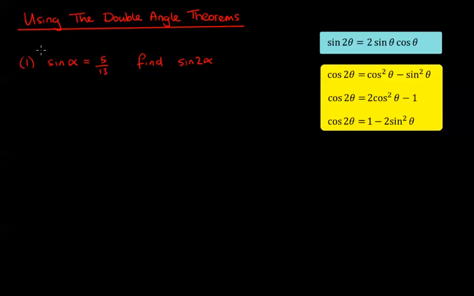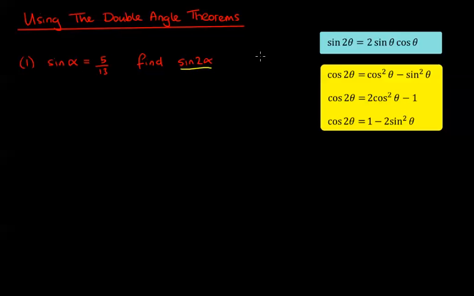Right, what we're going to do here is actually use the double angle theorems to work stuff out. So this here is just a summation of the rules we discussed last time, and one of these we're going to use to work out this particular question here. It's telling us that sine alpha is 5/13, find sine of 2 alpha, without a calculator.